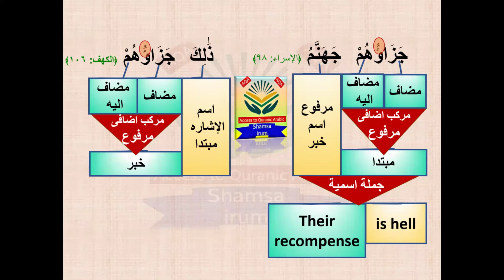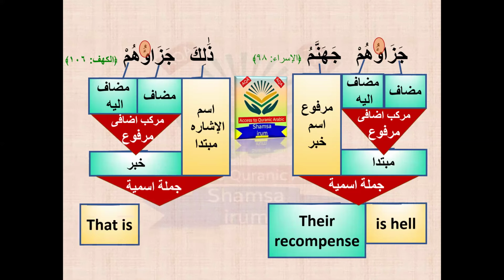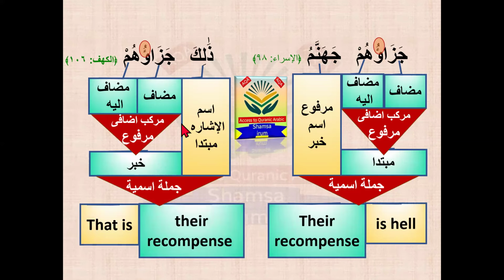Look at this, this is the beauty which I want to explain to you. The word jazauhum is the same, but here jazauhum is playing the role of the mubtada, and in the other ayah jazauhum is playing the role of the khabar. So this is the beauty from these two parts of the different ayah. And mubtada and khabar make a jumla ismiya, that is their recompense.